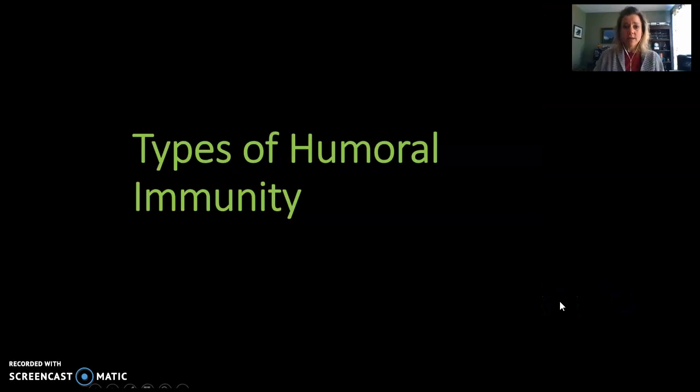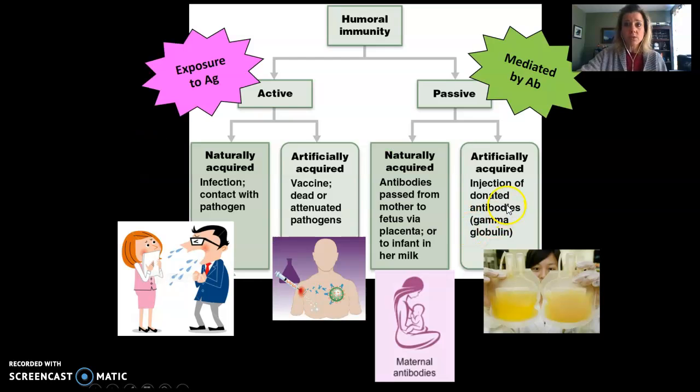Okay, the last thing that I wanted to go over with you are different kinds of humoral immunity. So there are a number of different ways that we can get various antibodies into our system. Remember, if we're talking about humoral immunity, we have to be talking about antibodies. So here's a chart that summarizes all of this. We have two different kinds of humoral immunity: active and passive.